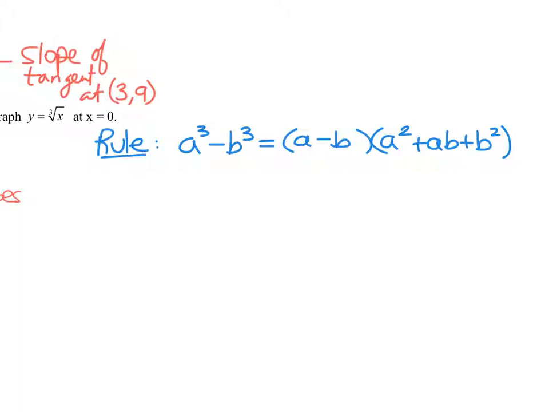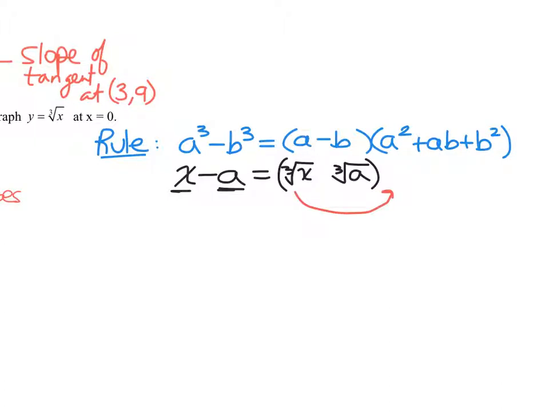So I'm going to take my denominator, x minus a, and follow the same model. I'm going to take the cube root of the first term and the cube root of the second term. Then I'm going to square the first term here. So that would be the cube root of x squared.